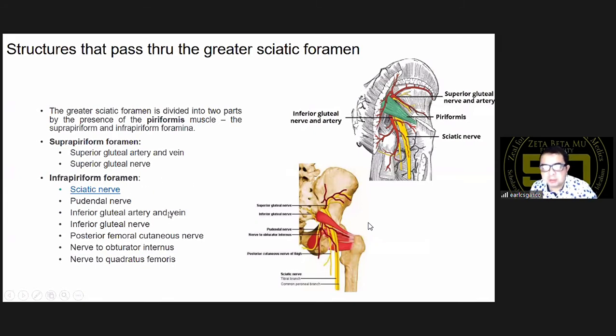There are more structures in the infrapiriform foramen than the suprapiriform foramen. We have the sciatic nerve, the pudendal nerve, the inferior gluteal artery and vein, posterior femoral cutaneous nerve, nerve to the obturator internus, and the nerve to the quadratus femoris muscle. So familiarize yourself with the structures that pass through the greater sciatic foramen above the piriformis muscle and below the piriformis muscle.